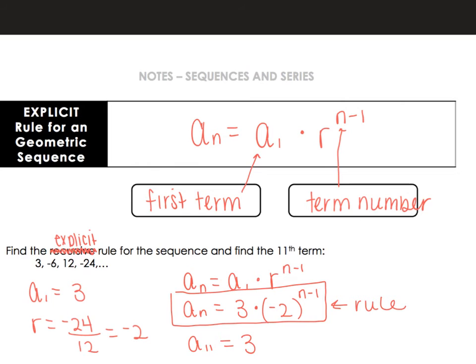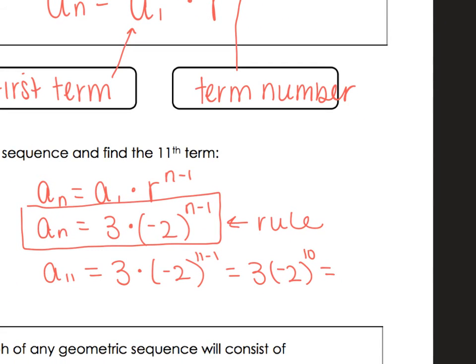So you can see how I replaced it in my a sub n. Now I have a sub 11, meaning it's my 11th term. I'm going to have negative 2, and now my power is going to be 11 minus 1. So it's going to be 3 times negative 2 to the 10. Okay, major note here is to make sure that you're using your order of operations.